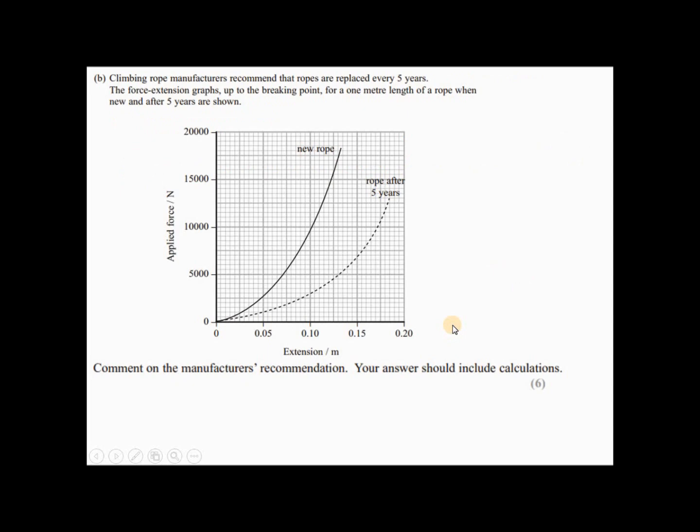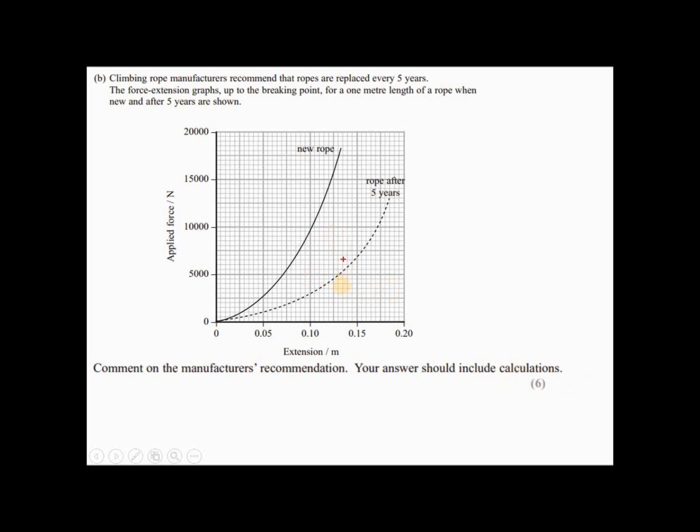Part B, climbing rope. Climbing rope manufacturers recommend that ropes are replaced every 5 years. The force extension graph up to breaking point for 1 meter length of a rope when new and after 5 years are shown. So this is the force extension graph of the two ropes, new and the old rope after 5 years. Comment on the manufacturer's recommendation. Your answer should include calculation.